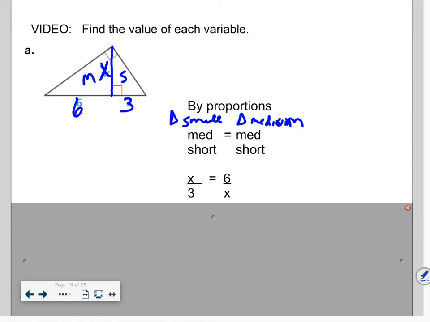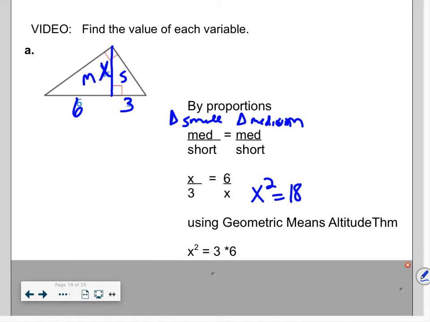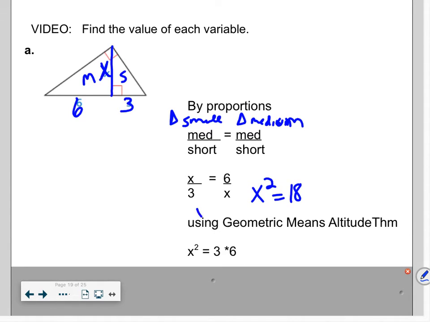So again, this altitude is playing two roles in these two different triangles. If I was to solve it, we would cross multiply and get x squared equals 18, and we could take the square root of both sides. Now, here's the cool thing about the geometric means theorem. It allows us to get right to x squared equals 6 times 3, or 3 times 6, right away. So we no longer have to think about those proportions and setting things up.